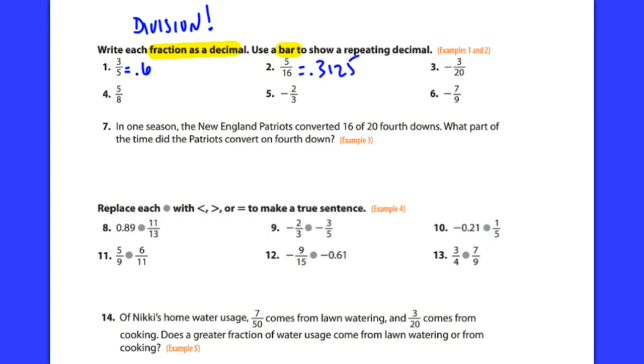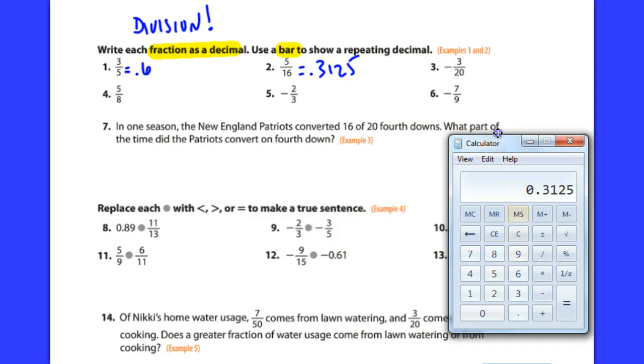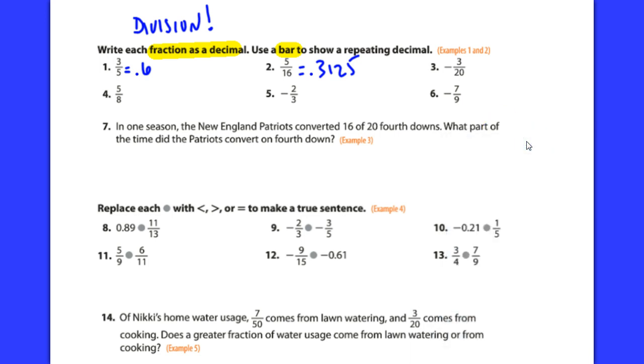Number 3, that's negative, but that doesn't matter. So let's pull that calculator back. There. 3 divide 20 equals 0.15. Now it's negative, so make sure you put the negative sign with that, even though we didn't put it in. We know it's negative because the negative sign is right there. And I forgot what that was. 0.15. Negative 0.15. All right, if we did the same thing for 5/8, we'd get 0.625.